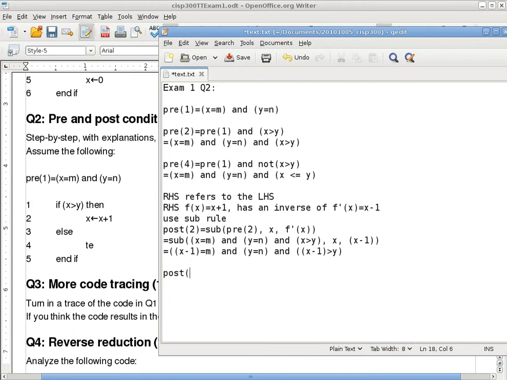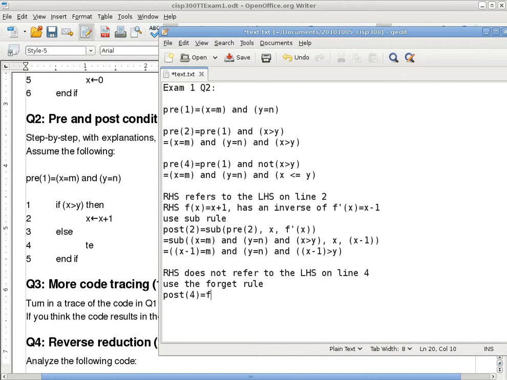And then we will deal with post-4, which is about the same thing, except this time the right-hand side does not refer to the left-hand side on line 4. So the other one, I should say clearly, this is on line 2. And because the right-hand side does not refer to the left-hand side, there's no way for me to undo the operation. If I cannot undo the operation, I have no choice but to use the forget rule, because any relationship that was true before, I cannot guarantee anymore. So now we have to use the forget rule.